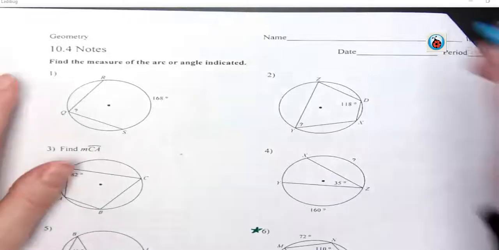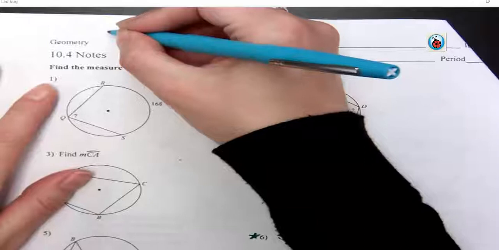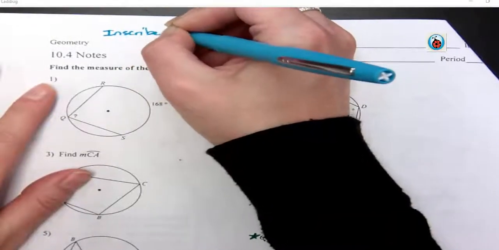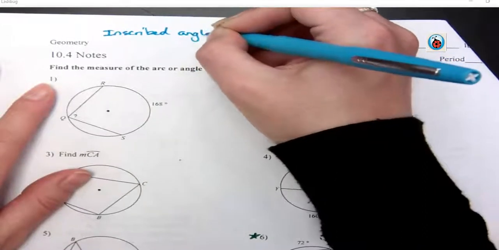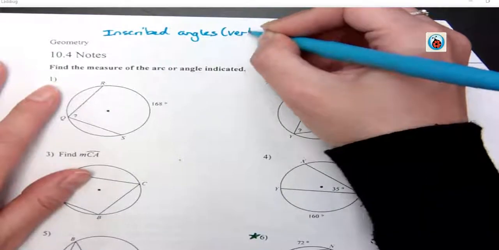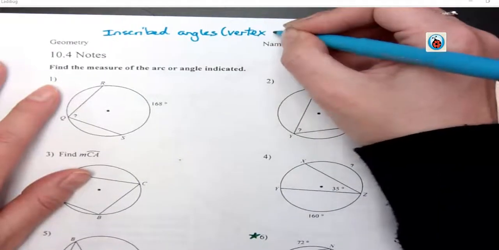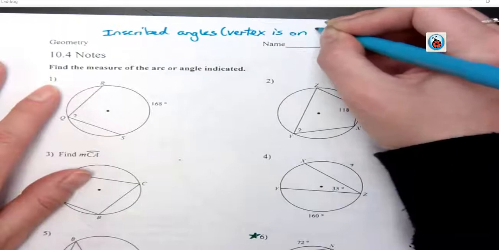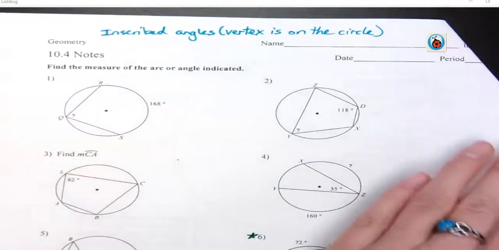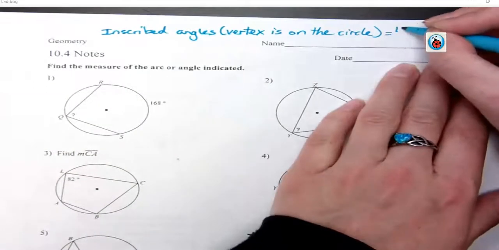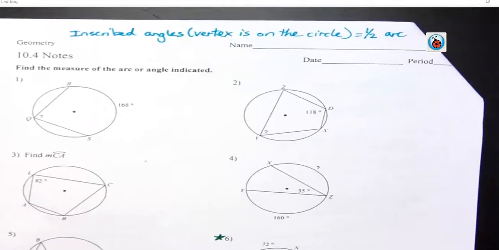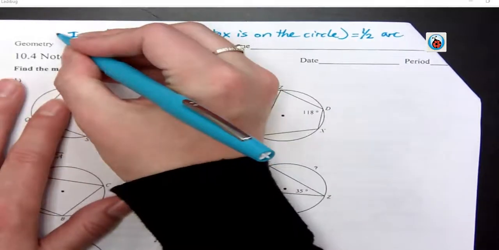Okay, so as we found on our warm-up today, we have two new rules. So inscribed angles means the vertex is on the circle. Equal 1/2 the arc. Okay, so that's our rule 1.